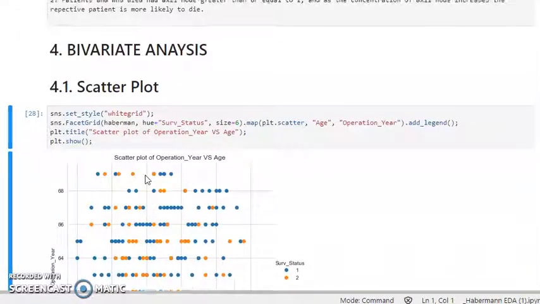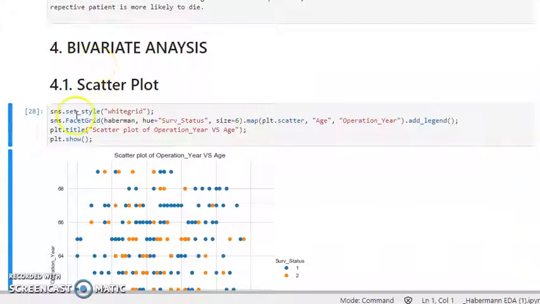So first of all, we are setting the style. We are again using our Haberman library, the Haberman dataset, and again here we are having a scatter plot. So plot dot scatter. And what we are doing, we are using two features here, age and operation year. So this is the scatter plot among two features known as age and operation year.